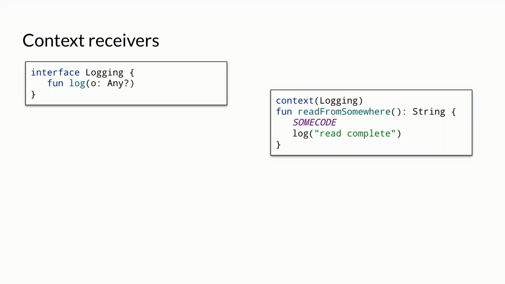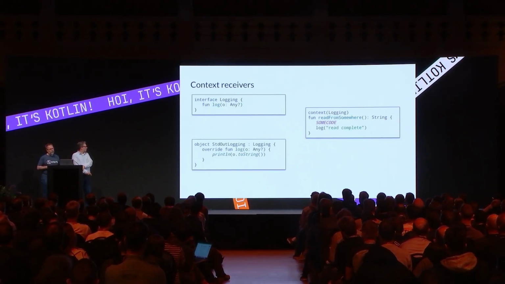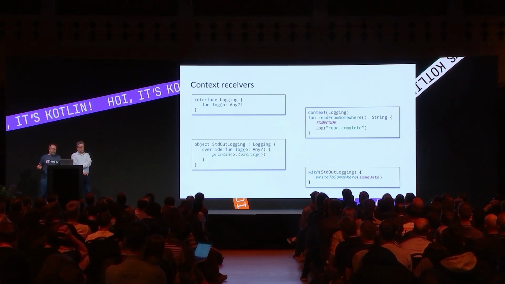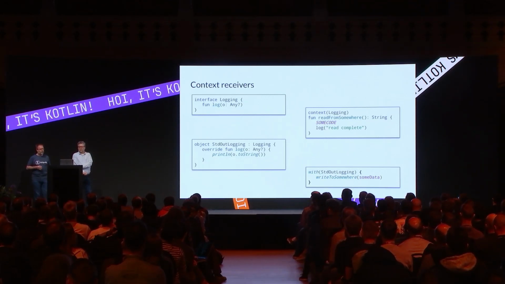How is context made available to the function? Well, if we have an implementation, something like this, then we can use the standard with scope function to supply it when we call writeToSomewhere. Now note, though, that unlike KEEP 87, we have to provide the logging instance ourselves. The compiler isn't just going to go search for it. It effectively needs to be visible. And that's in keeping with the explicit aspect of the grain of Kotlin.